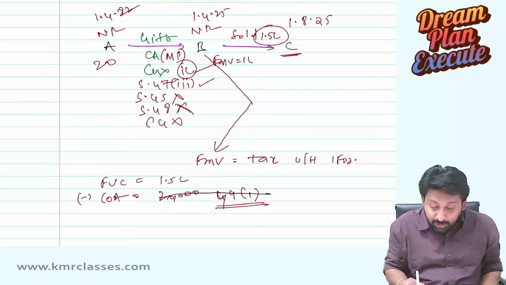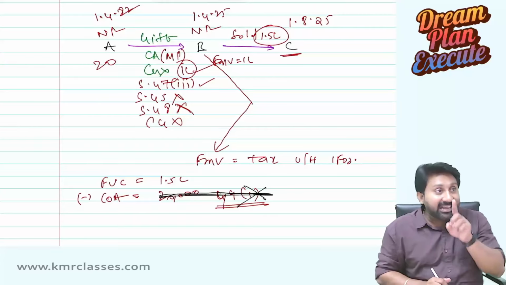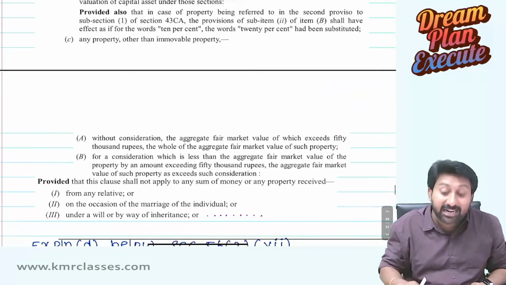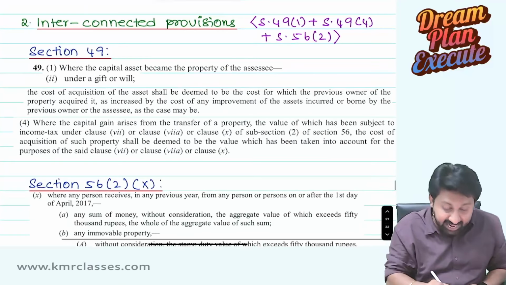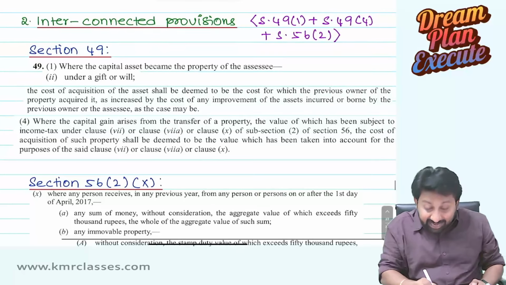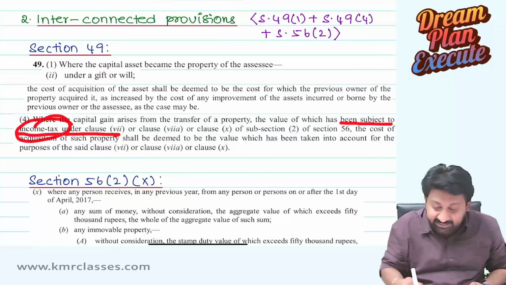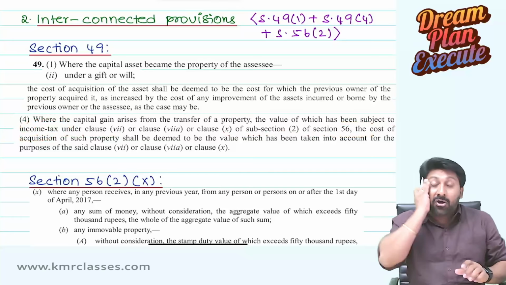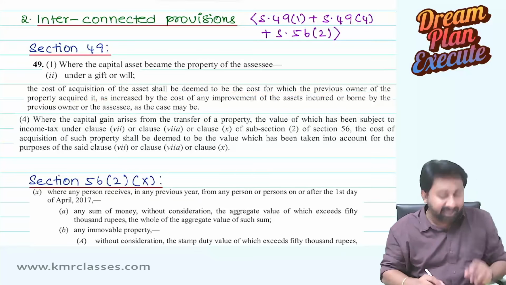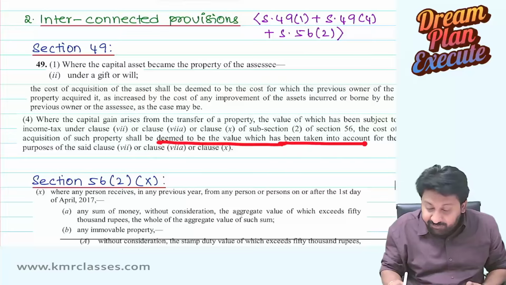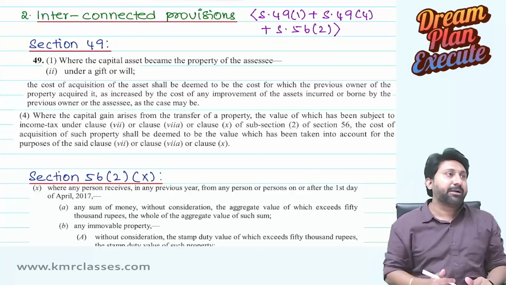Like this, you should not think. The reason is 49(4), that's why it came. Previous example, acquisition is made as a gift or will without attracting 56, but which has been subjected to income tax under 56(2)(x), then cost of acquisition of such property shall be deemed to be the previous owner's cost. Otherwise, shall be deemed to be the value which has been taken into account under clause 10. FMV has to be taken. The beauty of this particular provision.